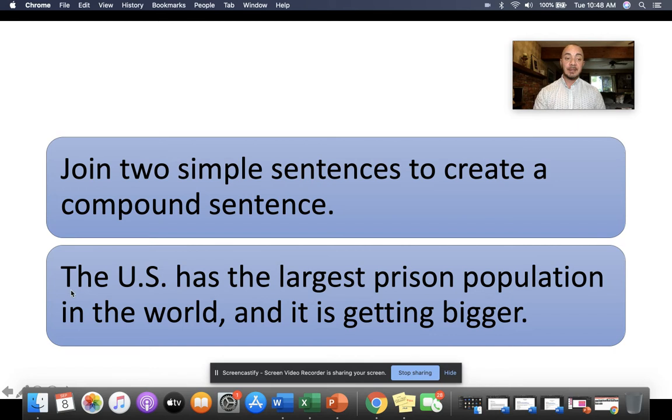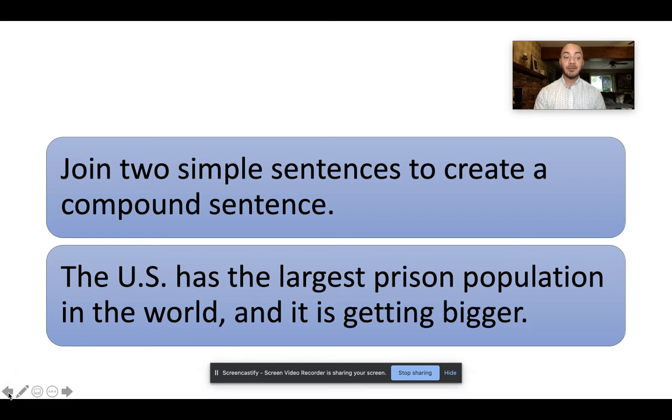We know it's a sentence because it contains a subject, the US, and a verb, has. And on the second side, it is your subject and is your verb. The rest of the words in this selection are what are called your predicates. So has the largest prison population in the world is the predicate, and is getting bigger is also a predicate. Notice that when we are joining 2 simple sentences together with a coordinating conjunction to create a compound sentence, we include a comma before the coordinating conjunction.